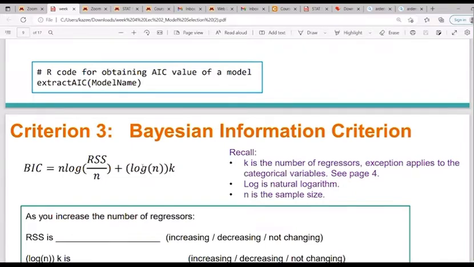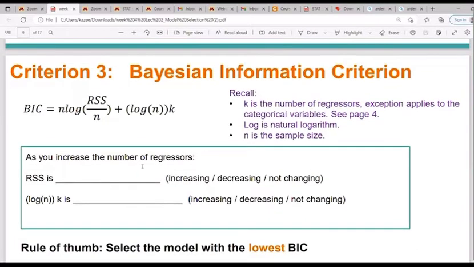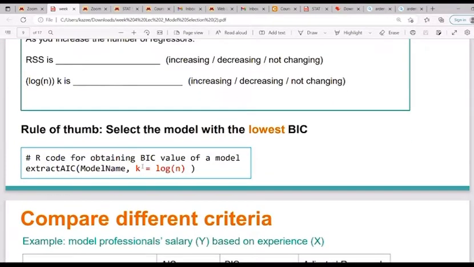But let me tell you this. The rule of thumb is that we're also going to select the model with the lowest BIC. So we're going to select the model with the highest adjusted R squared, the model with the lowest AIC, and the model with the lowest BIC. I just wanted to note that.